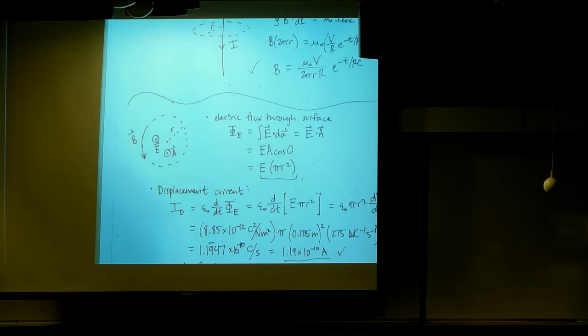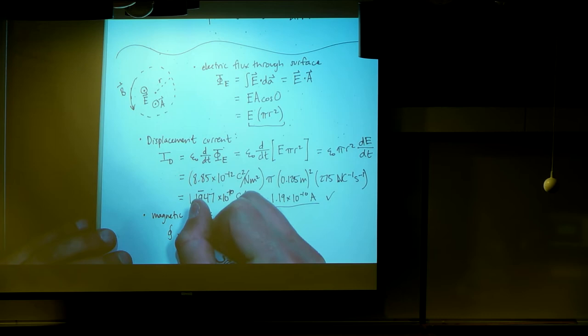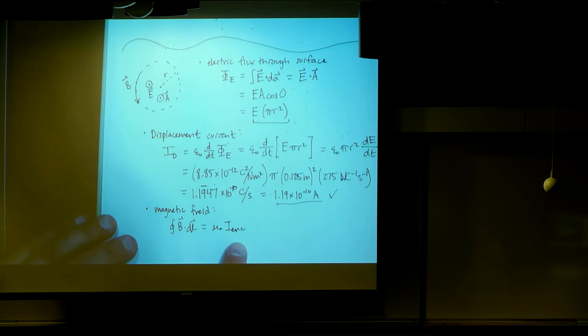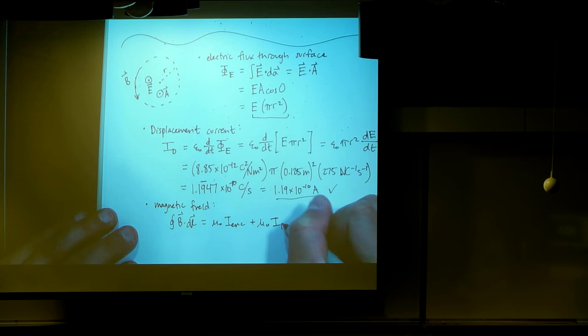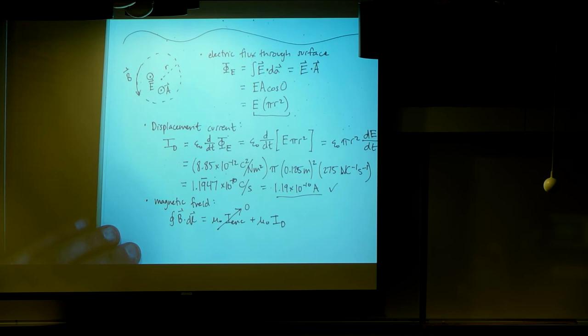And we can find out what that B field is in terms of its strength. For that, we're going to use the Ampere-Maxwell law, which says the integral of B dot dl over this loop equals mu naught times I enclosed, where we understand that to represent real current, plus mu naught times I_D, which is our displacement current. Now in this case, we don't have any real current. We have a displacement current, which is really a result of this changing E field.